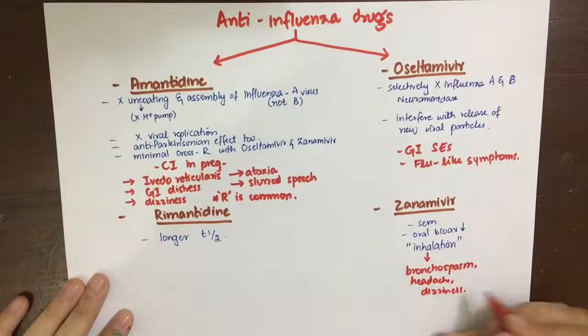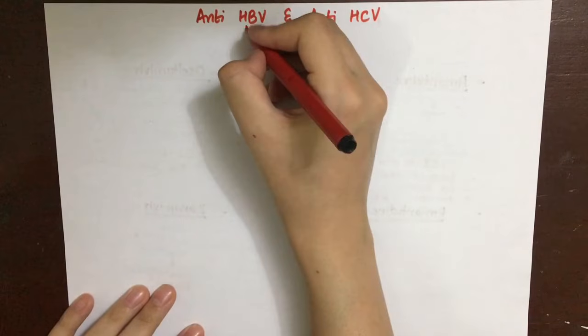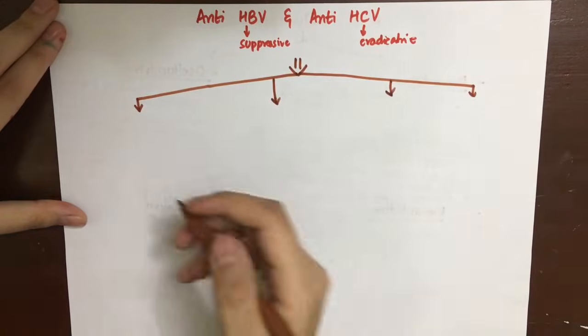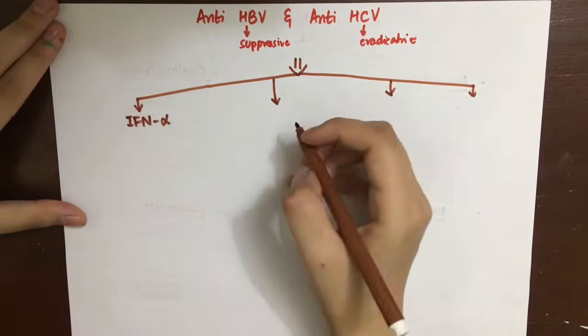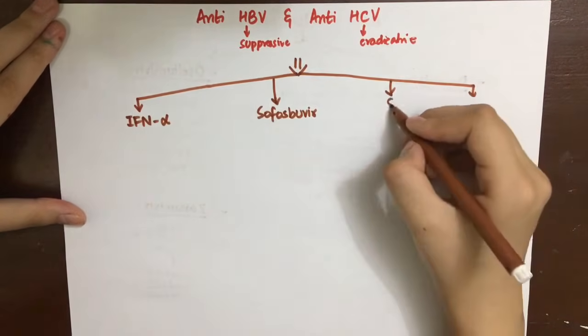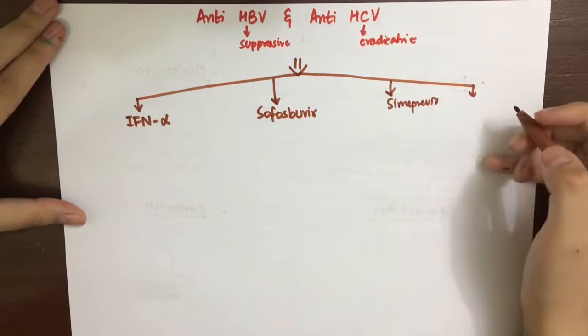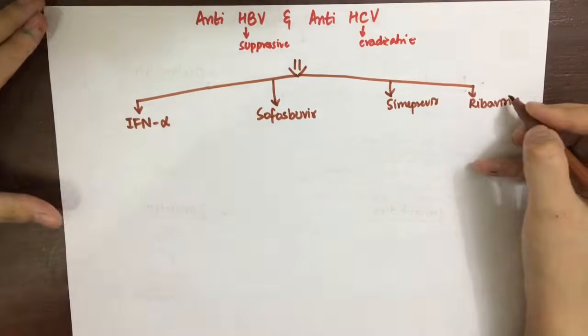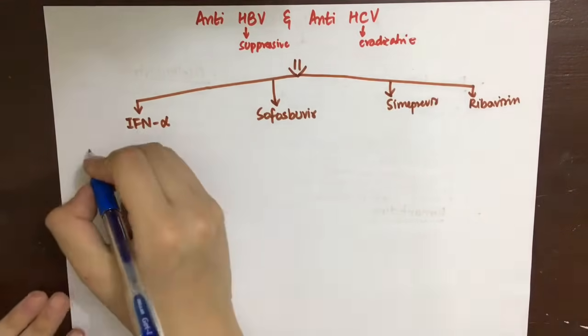Lastly, we'll briefly look at the drugs that are used as anti-HBV and anti-HCV drugs. The anti-HBV drugs are mainly suppressive in their function, while anti-HCV are eradicative. They include the drugs interferon alpha, sofosbuvir, simeprevir, and ribavirin.